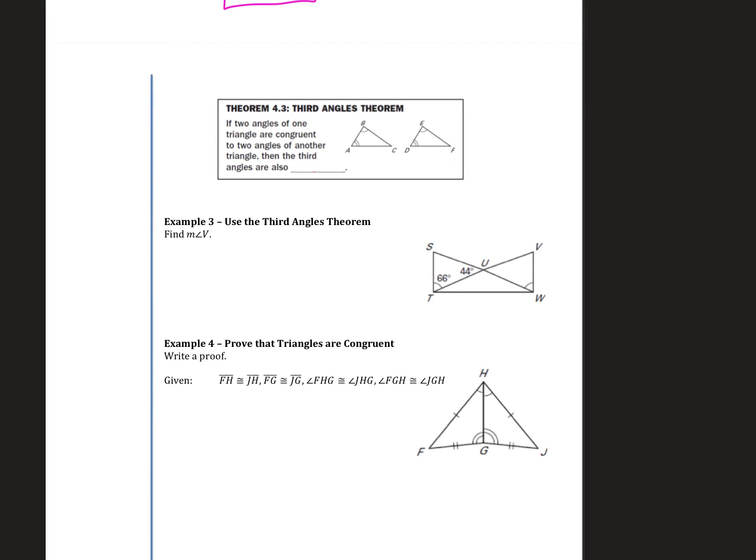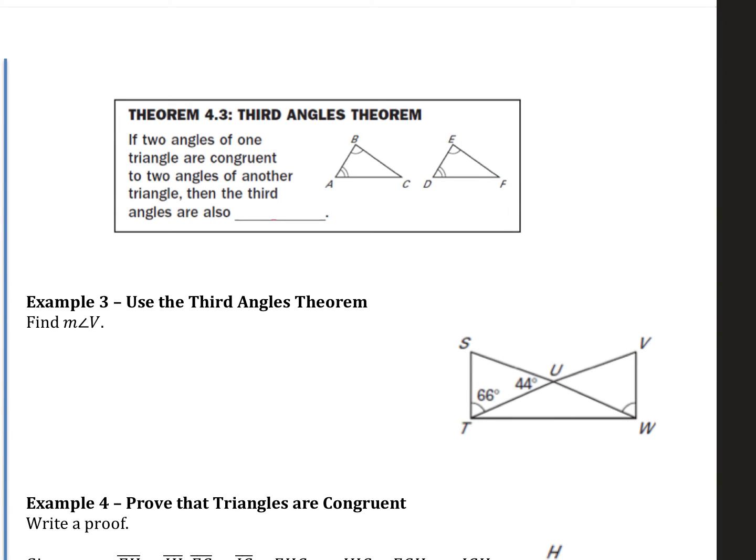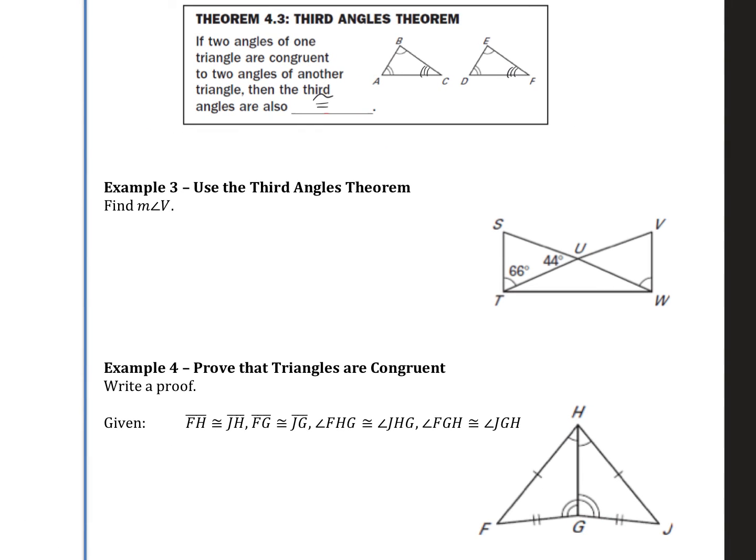This one's actually not too bad. Basically, if two angles of a triangle are congruent, then the third angle is also going to be congruent. So we're going to do 3 arcs right here. So they are also congruent. Right? That makes sense, right? Only if 2 angles are congruent, then the third angle also has to be congruent. Okay? All right, so let's keep moving along here.